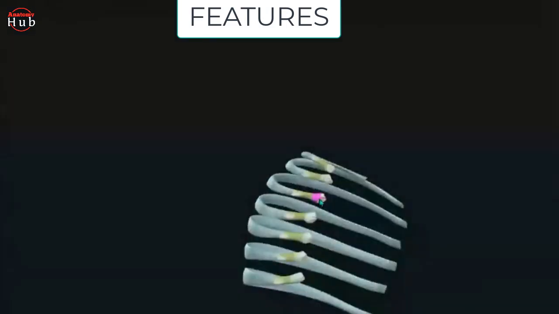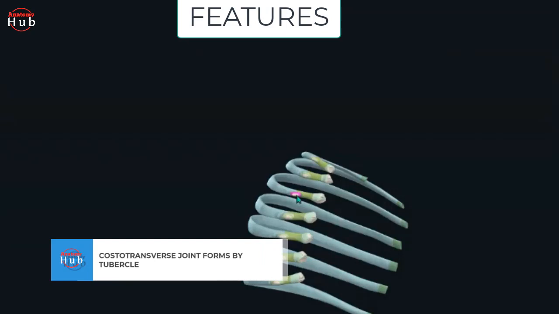All of these 12 ribs articulate posteriorly with the vertebrae of the thoracic spine, and each rib forms two joints. Here the head of the ribs with the vertebral body makes the costovertebral joint, and the tubercle over here, the tubercle of the ribs that you can see, articulates with the transverse process. That makes another joint, your costotransverse joint. So it makes two joints.